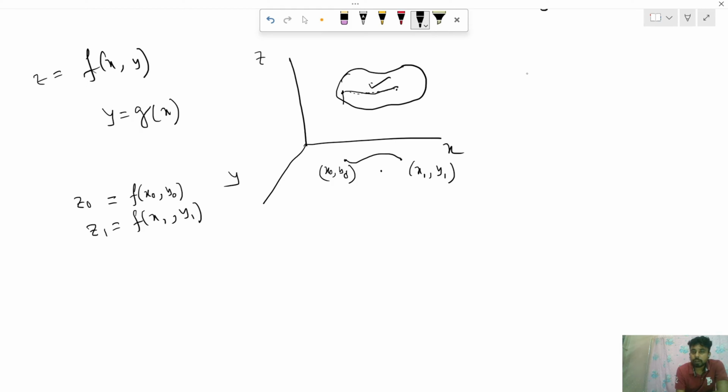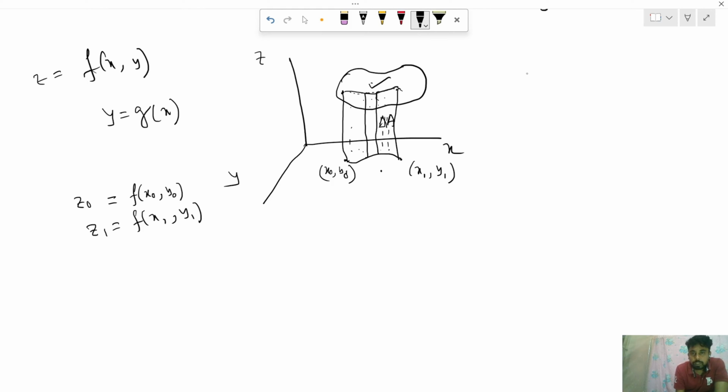Now, if I connect all these points, this curve and this curve, we will get a surface. So, what will be the area of this surface? To find the area of this surface, we consider this smaller area, delta A.